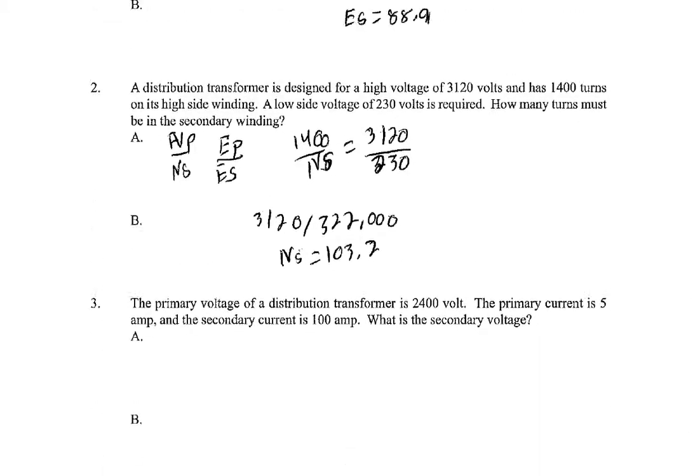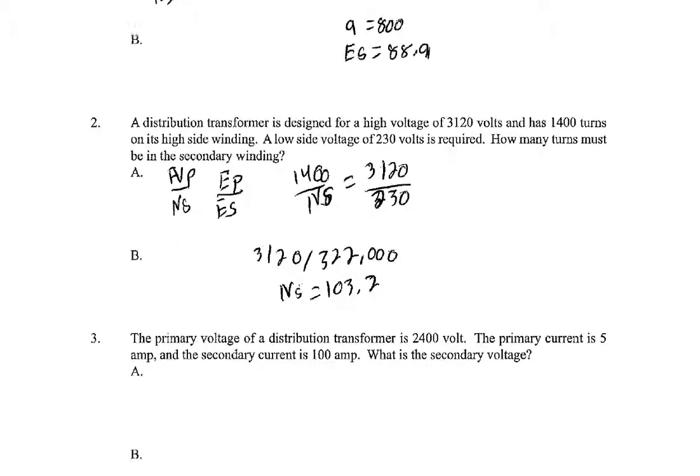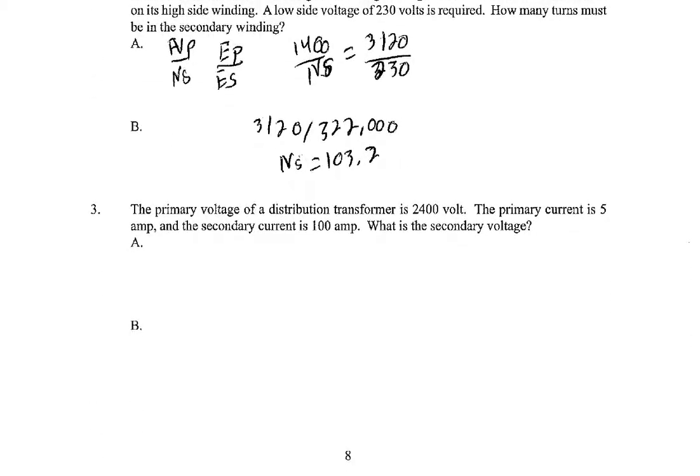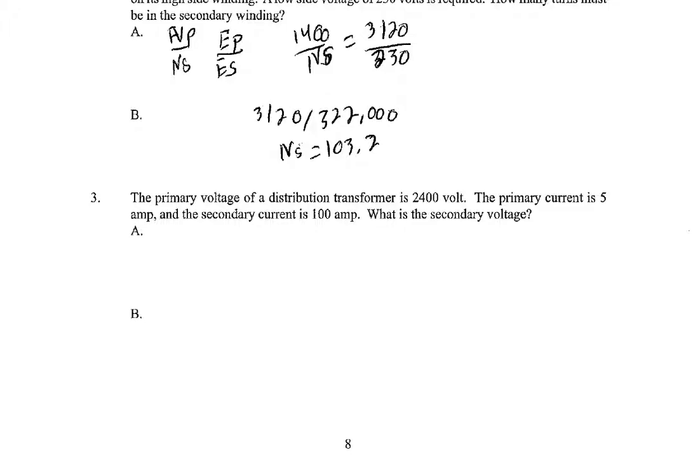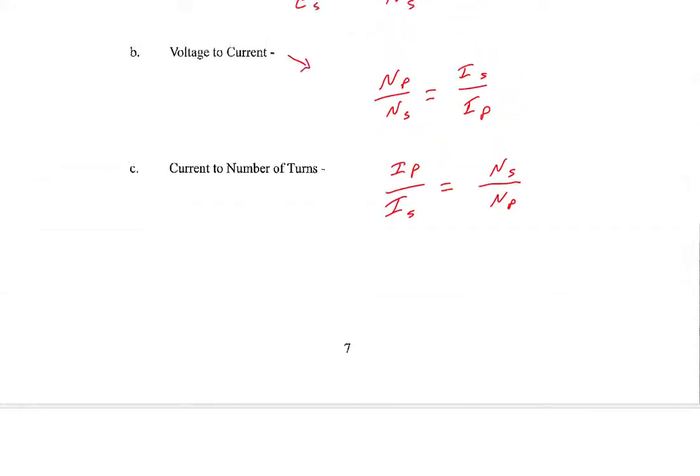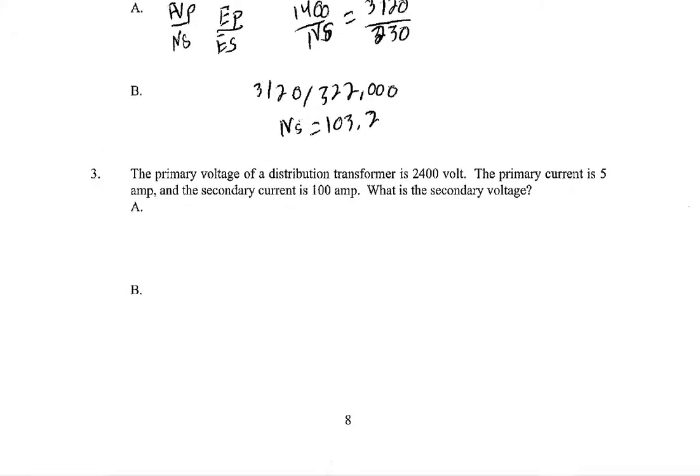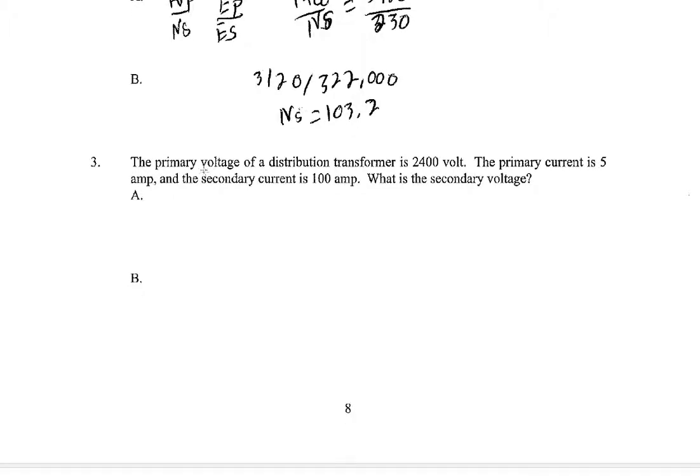Okay, so I see you've got a couple of these done on assignment sheet 2. Primary voltage of a distribution transformer is 2400 volts. The primary current's 5 amps and the secondary current's 100 amps. What's the secondary voltage? Okay, so let's go ahead and think about these formulas or ratios that we drew up here. We know the voltage and the current.